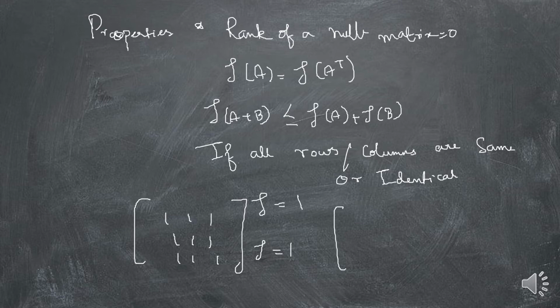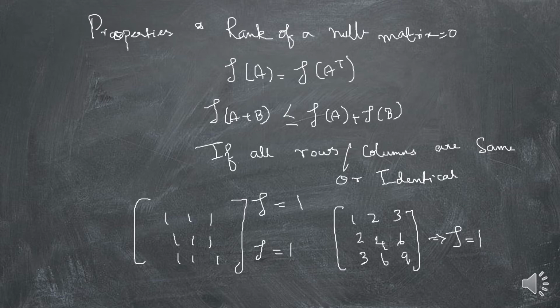Next, if you look at one more example, 1 2 3, then 2 4 6, and one more, 3 6 9. If you simplify, all the rows will be the same, right? So here also your rank is 1. If all the rows or columns are same or identical, then your rank is 1.